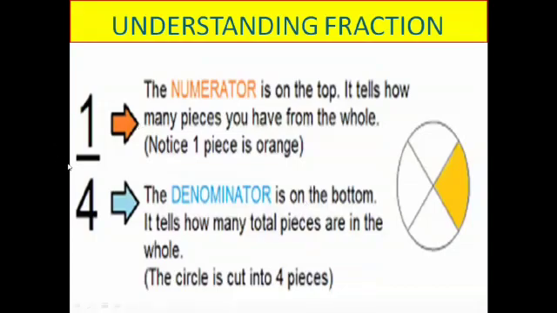Now in a fraction 1 by 4, the numerator is on the top. It tells how many pieces you have from the whole, like we have seen in the previous example also. The denominator is on the bottom and it tells us how many total pieces are there. For example, this circle is divided into 4 equal parts and one piece is orange. So the fraction of orange is 1 by 4.